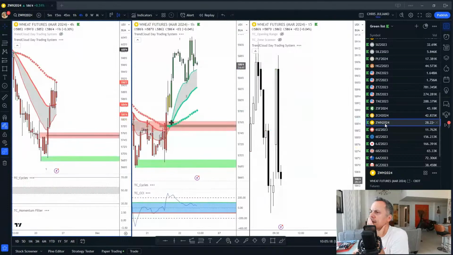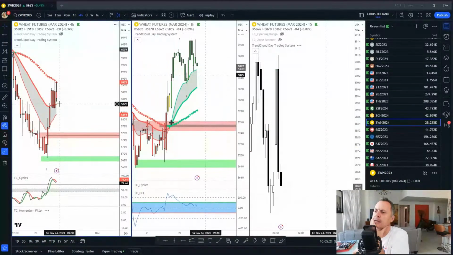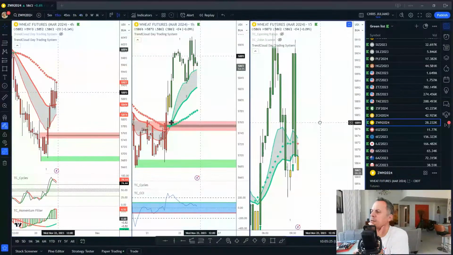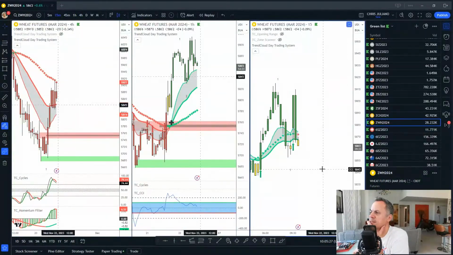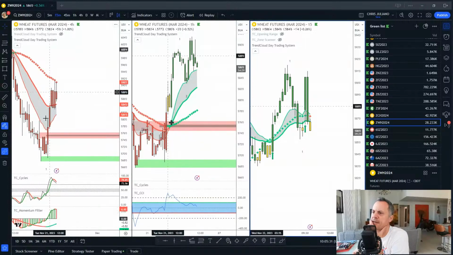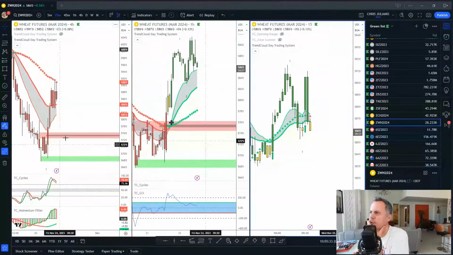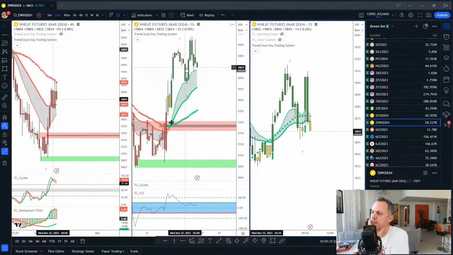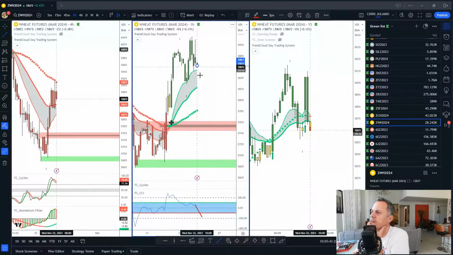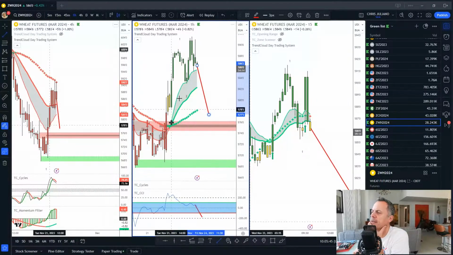Wheat. Did we do wheat? Okay, so wheat, mixed signals, right? Downtrend, cycling down, momentum's down. Okay, that's good to go short, but then we've got an uptrend and momentum is still up. We need to cross below there, and this needs to come down and start turning red.